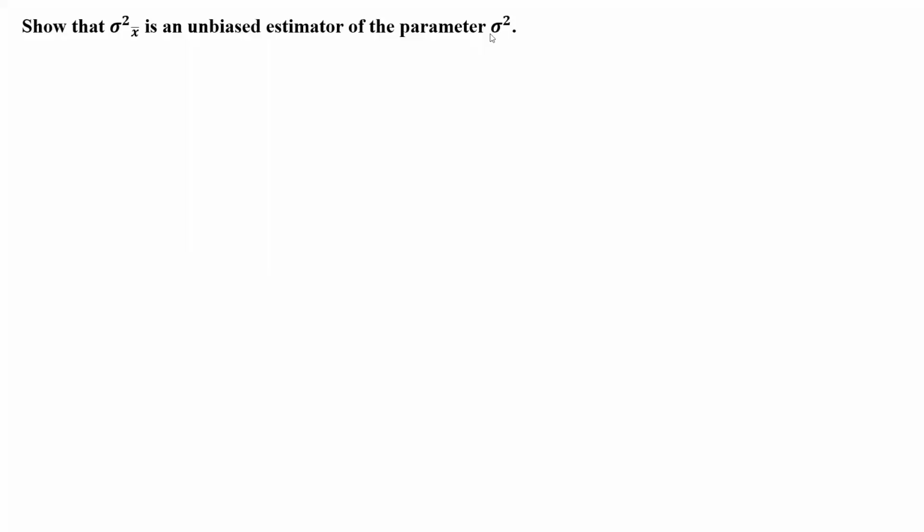This is a very common question. You can see people will generally ask in the question for the unbiased estimator: show that sigma square x bar is an unbiased estimator of sigma square. So let us do this.